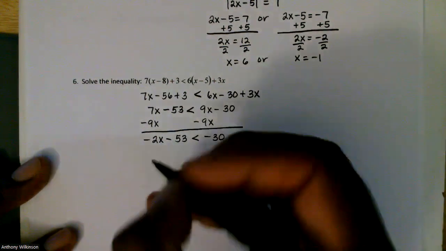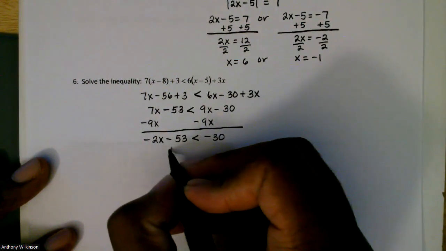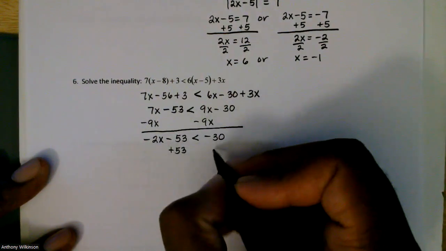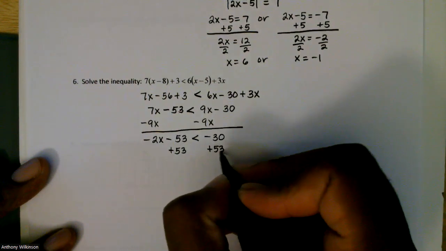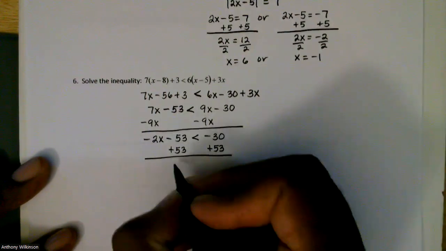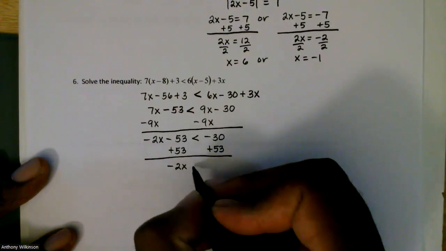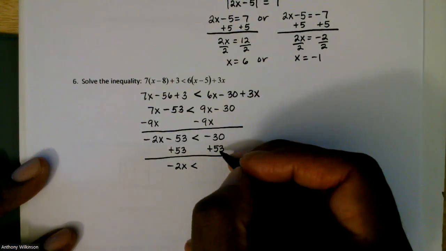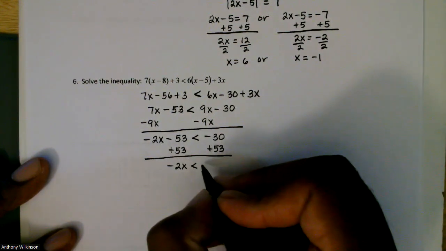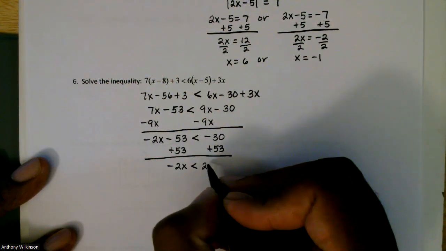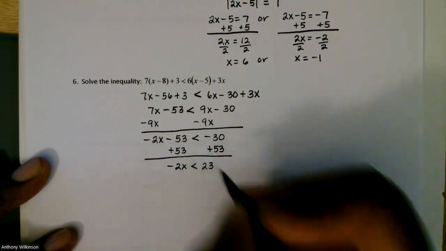And then to get that negative 2x by itself, I'm subtracting 53. So I need to add 53 to both sides. So that means I have negative 2x is less than, let's see, negative 30 plus 53 will be 23. Yep, just 23, plain 23.